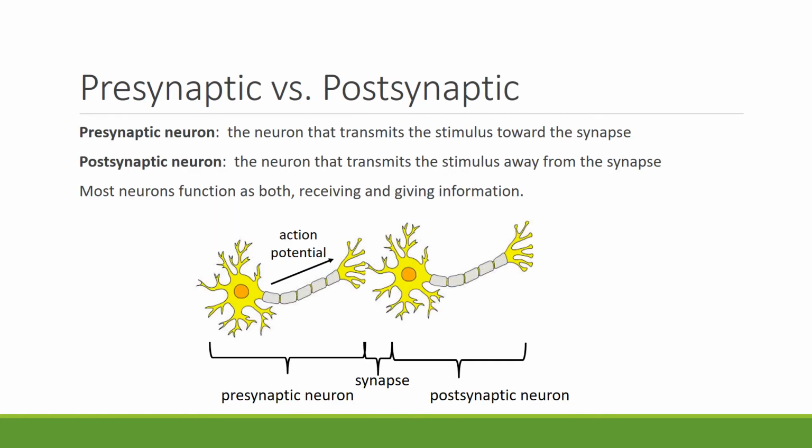I've mentioned these terms already, but I want to be sure that you have a full understanding of what they mean. And that is presynaptic versus postsynaptic. A presynaptic neuron is the neuron that transmits the stimulus toward the synapse. And if you look, the presynaptic neuron is the one on the left. It's conducting the action potential toward the next neuron. The postsynaptic neuron is the neuron that transmits the stimulus away from the synapse. Most neurons can function as both. That means they receive stimulus and they pass along that stimulus.